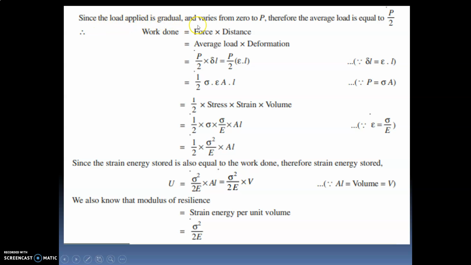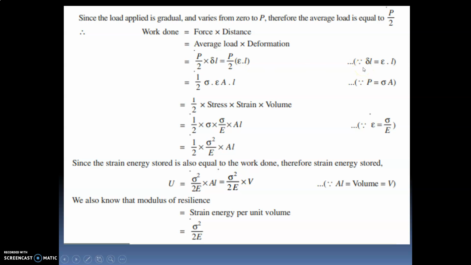Since the load applied is gradual and varies from 0 to P, the average load is equal to P divided by 2. Here, because the load is gradually applied, the value of P starts from 0 to P. So the average load is P divided by 2. We know work done is equal to force into distance. In this case, force is nothing but average load and distance is nothing but deformation. So the load is P divided by 2, and deformation is delta L.